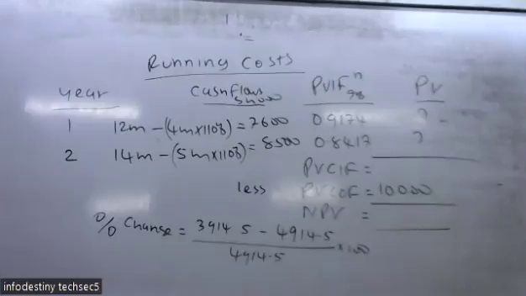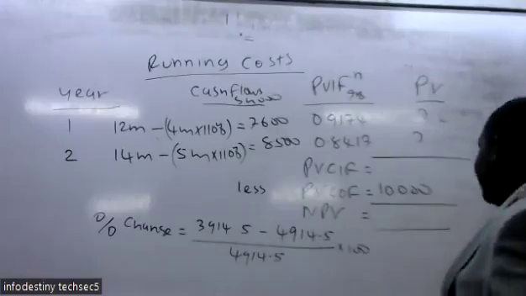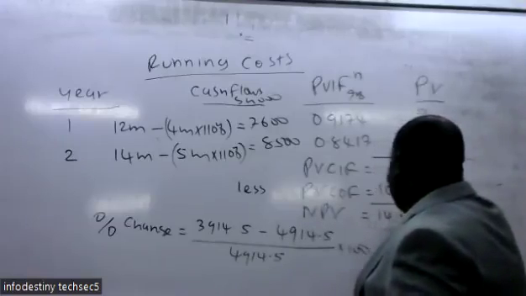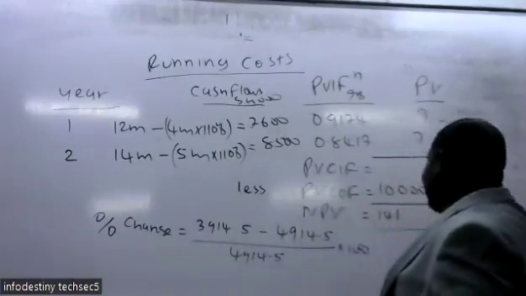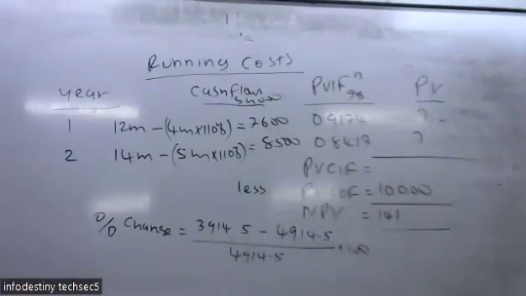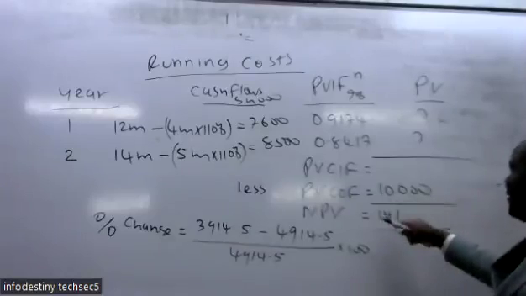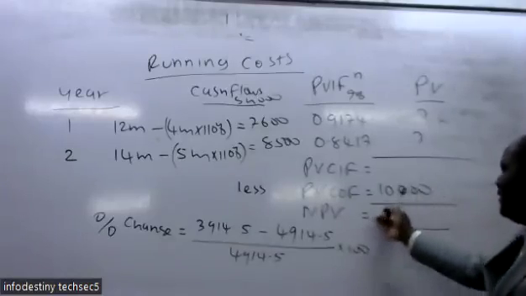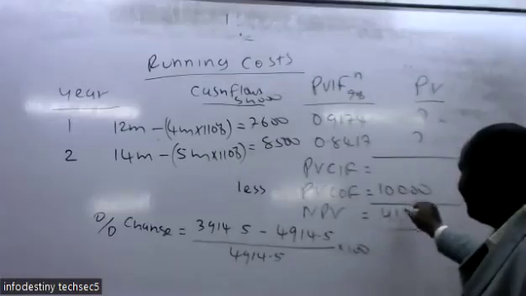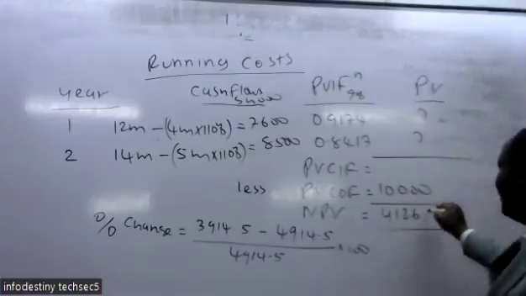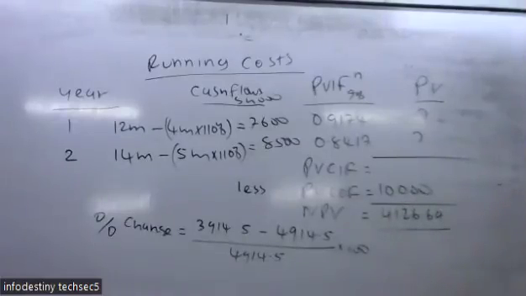So what should be our new NPV? 4126. Yes, see, before we subtract. When you subtract NPV, 4126. 4126 point what? 6. Yeah, I was asking just for the NPV.